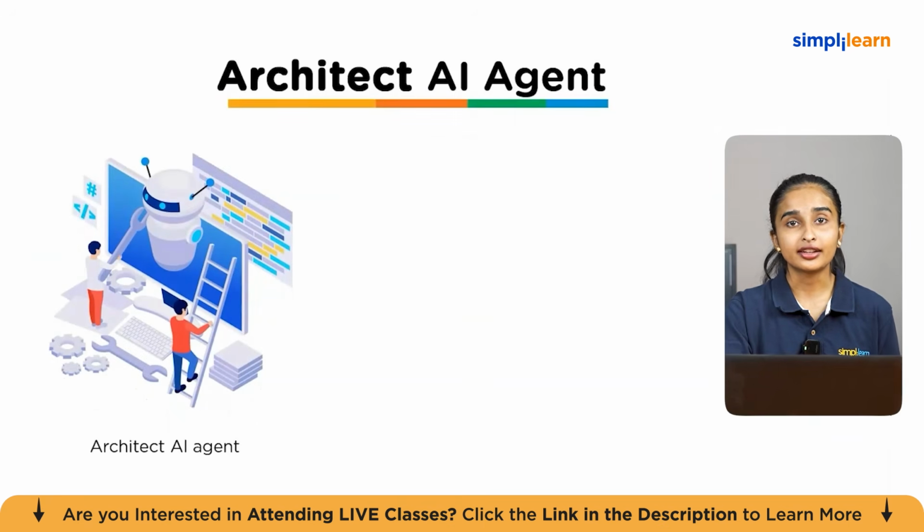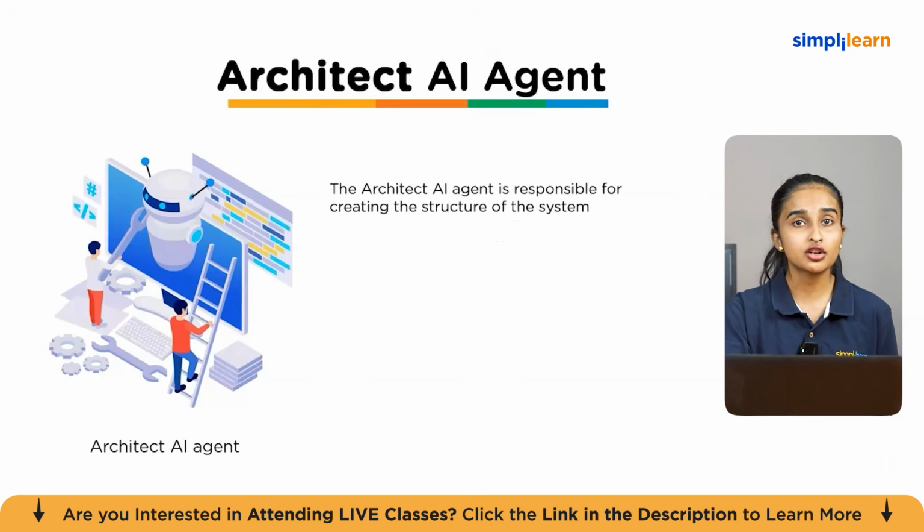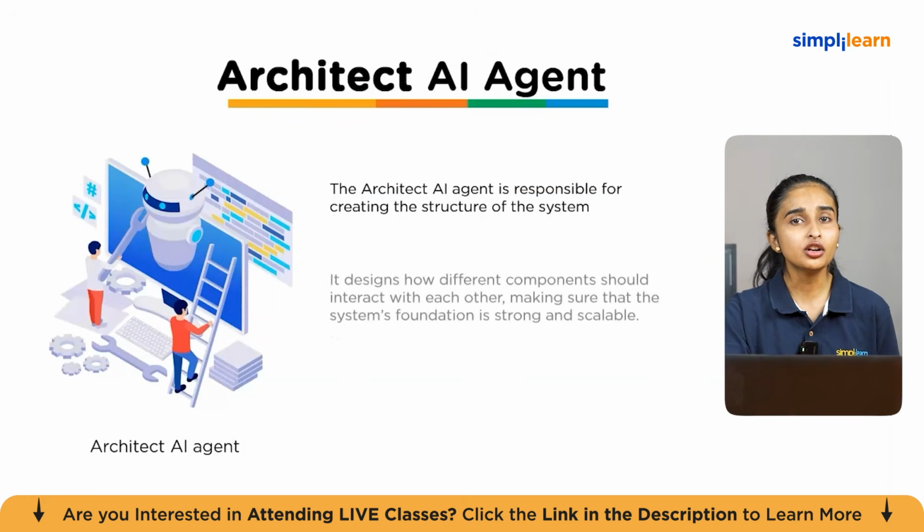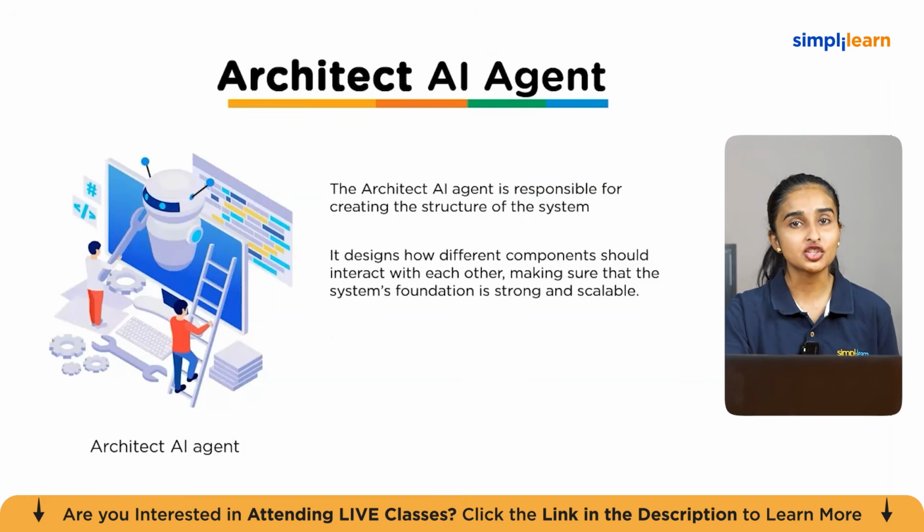Now let's move on to the architect. If the PM is a visionary, the architect is the one who designs the blueprint. It's like the architect of a building who draws up the plans to ensure that everything fits perfectly and works together. In the world of MetaGPT, the architect AI agent is responsible for creating the structure of a system. It designs how different components should interact with each other, making sure that the system's foundation is strong and scalable.